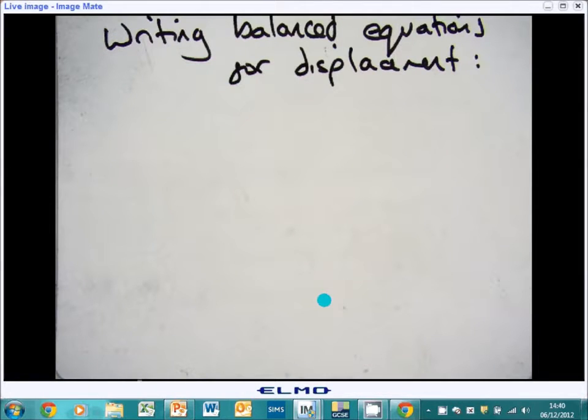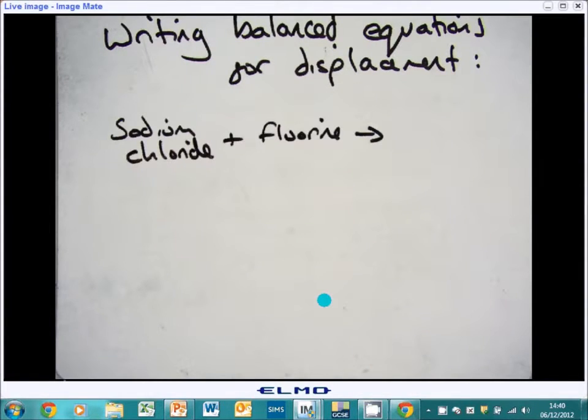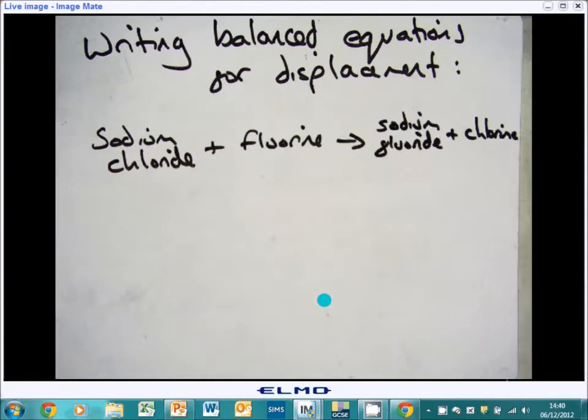You also need to be able to write balanced equations for displacement as well as word equations. So if you were asked in the exam to write a balanced equation for the reaction between sodium chloride and fluorine, this is what you do. Start off by writing out what the products are in a word equation. Because fluorine is more reactive than chlorine, it will swap places with it. So you get sodium fluoride and chlorine.